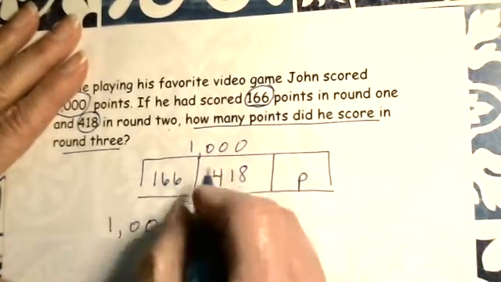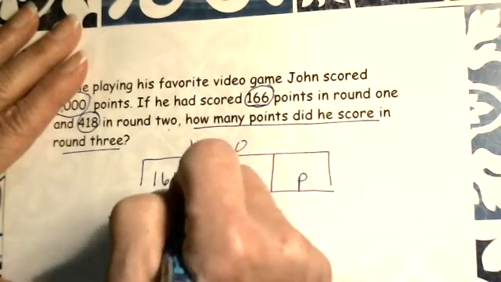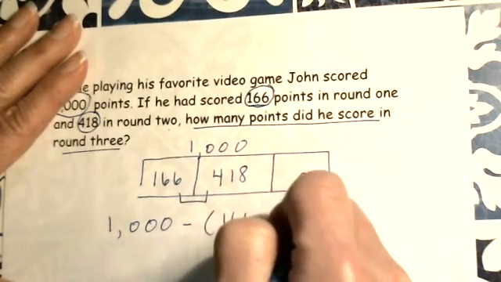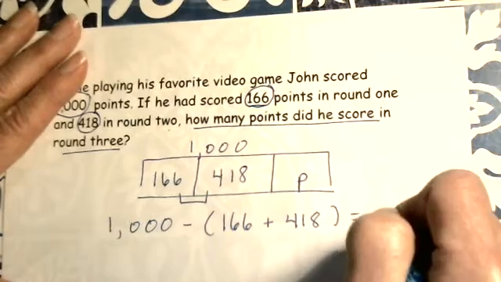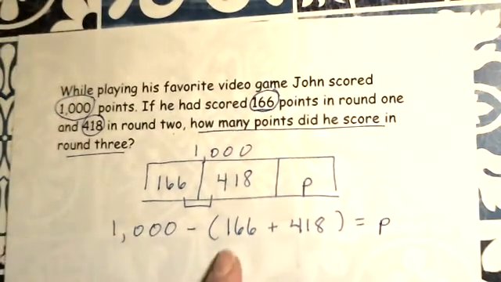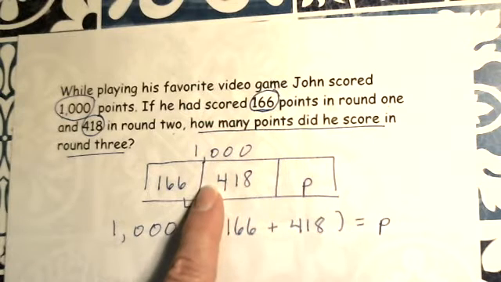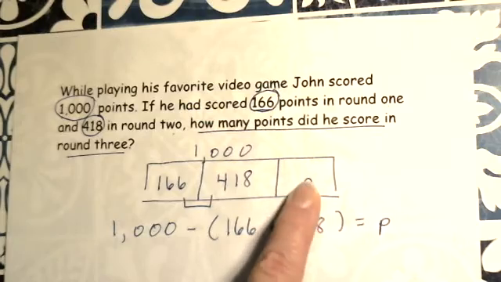our equation, we could say 1,000 minus, we're going to add these two, 166 plus 418 equals P. And again, when I put the parentheses, that tells me that I'm going to do this part first. I'm going to find this answer first, subtract it from 1,000 to get this answer.